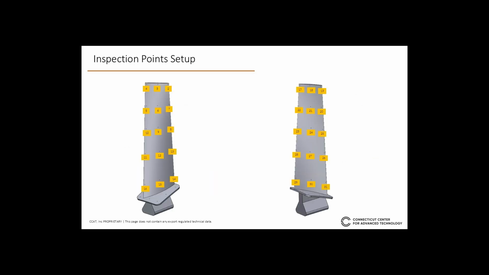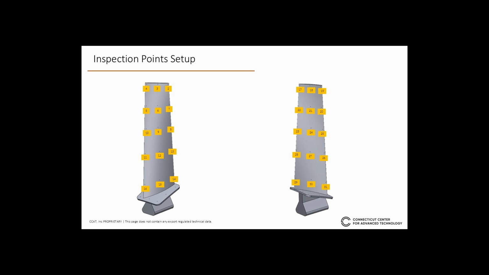We set up our inspection points like this. On the suction and pressure side, you can see that we have points 2 through 16 on the suction side, and then 19 through 29 on the pressure side. The way that this is set up is point number 17 is on the opposite side of point number 2, and point number 18 is on the opposite side of point number 3.